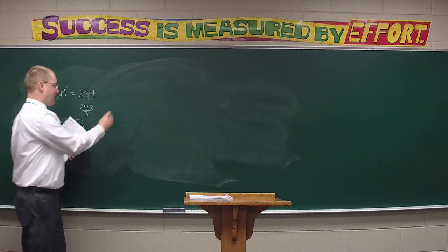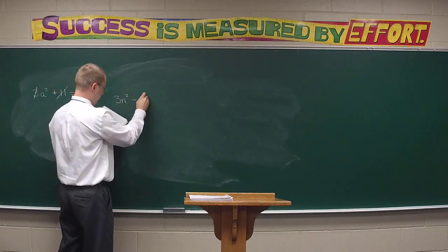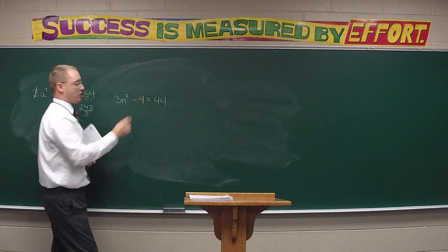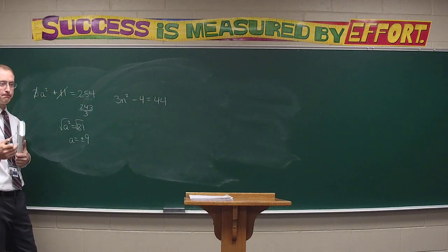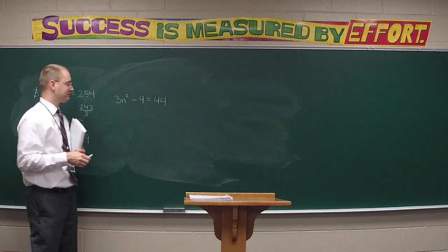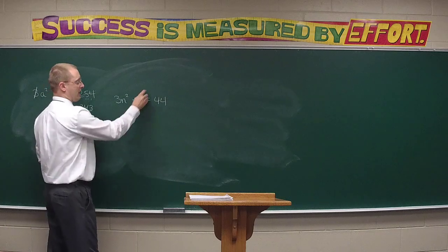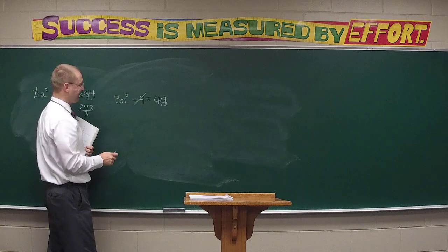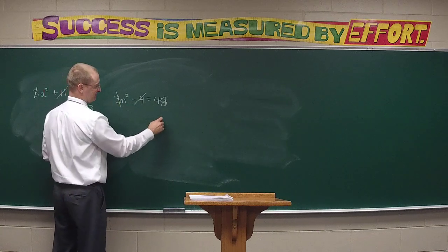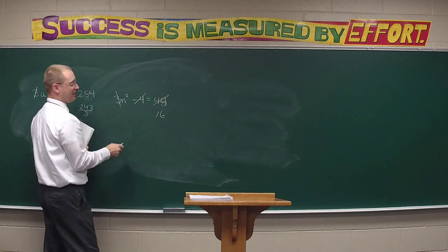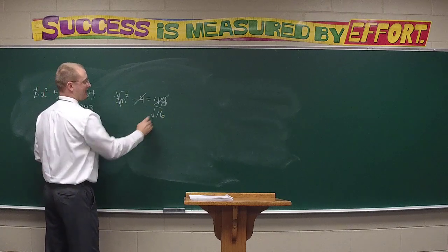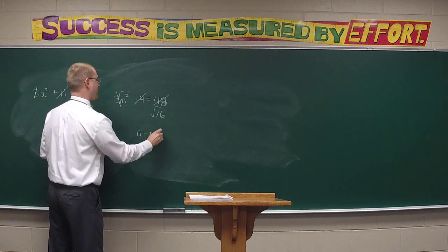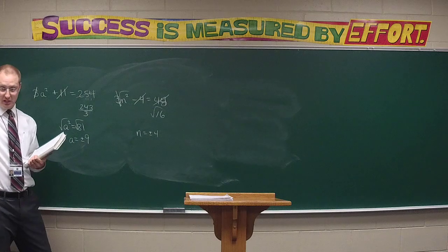Number 13, we had 3n squared minus 4 is equal to 44. And what do we need to do first here? Kendall: You add the 4, to get 48. And then we divide away the 3 to get 16. And then we take the square root to get positive, negative 4.